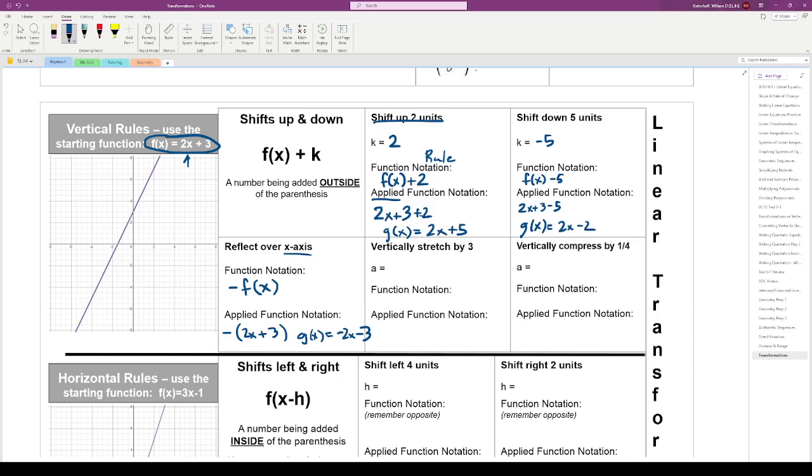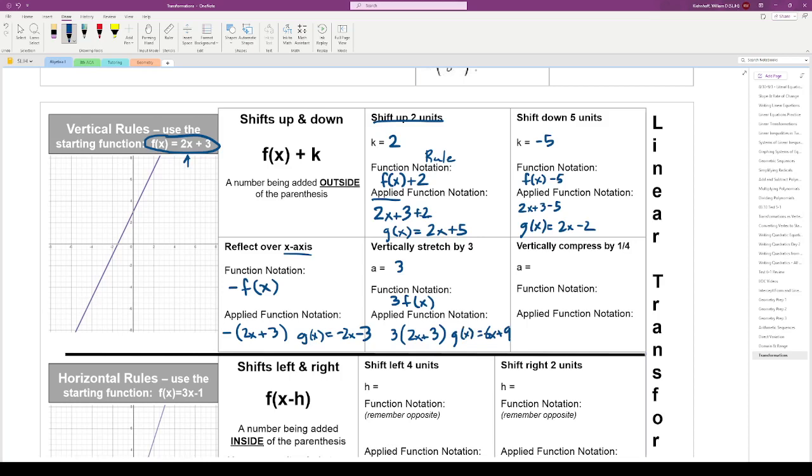Vertically stretching by 3, we put a is 3. Our rule would be 3 f of x. So that gives us 3, and then f of x is 2x plus 3. So our transformed function, g of x, would be 6x plus 9.